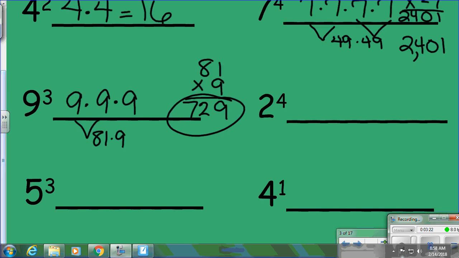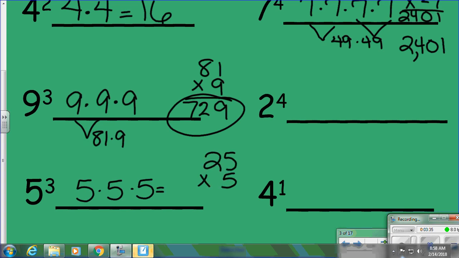Great. Okay. 5 to the 3rd power. How do we write that out? 5 times 5 times 5. Okay, what's 5 times 5? 25. Times 5. 125. This is the show your work piece that's required on your homework.